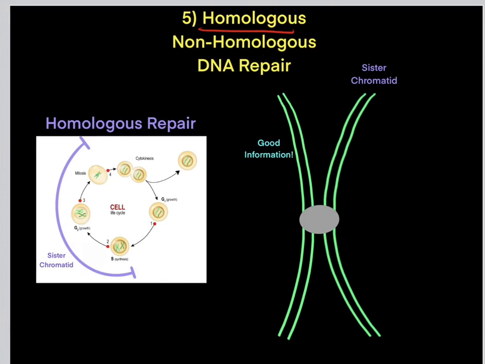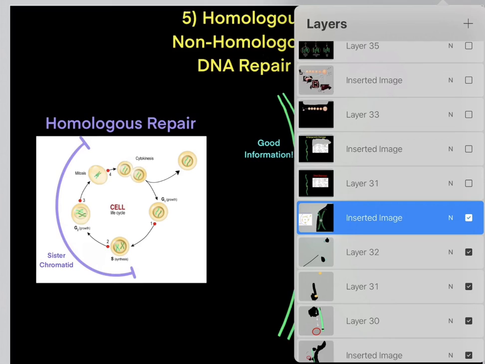So this homologous DNA repair can only occur once we've gone through the S phase, because only once we've gone through the S phase do we have this backup copy. But as long as we've gone through the S phase and have this backup copy, we can go through homologous DNA repair, where we fix the double-strand break and fully fix it.